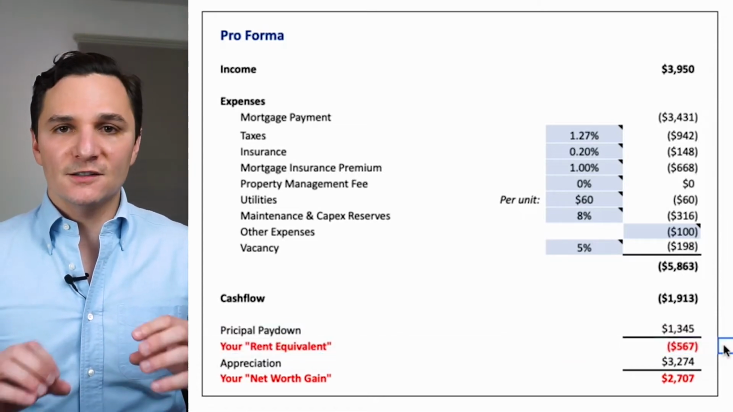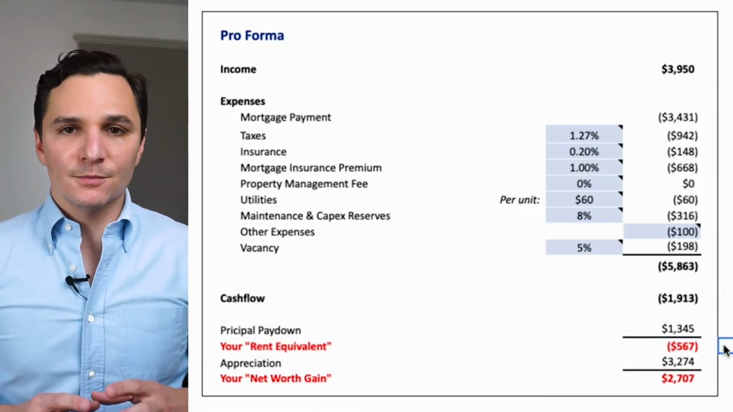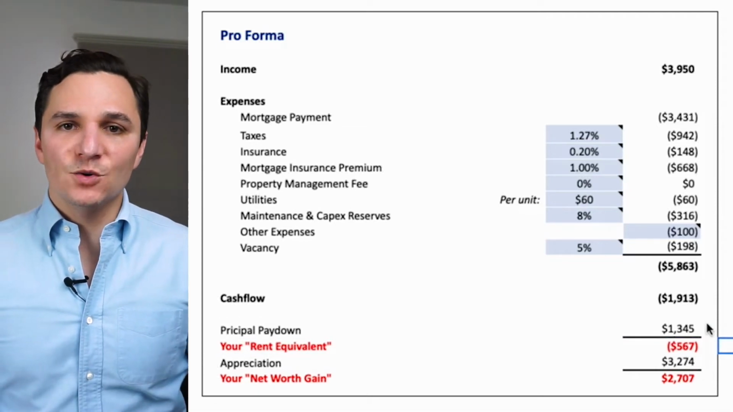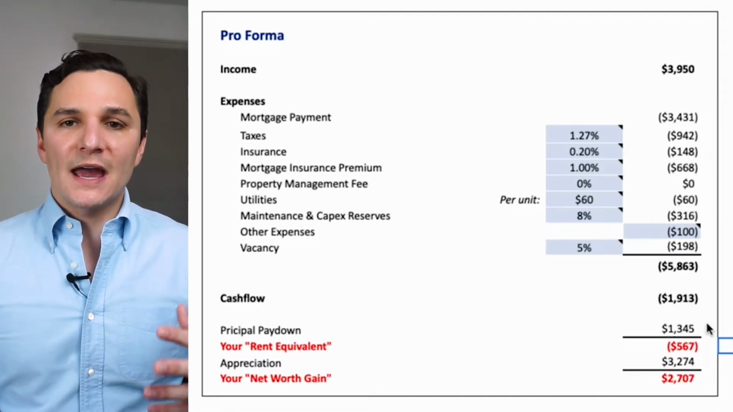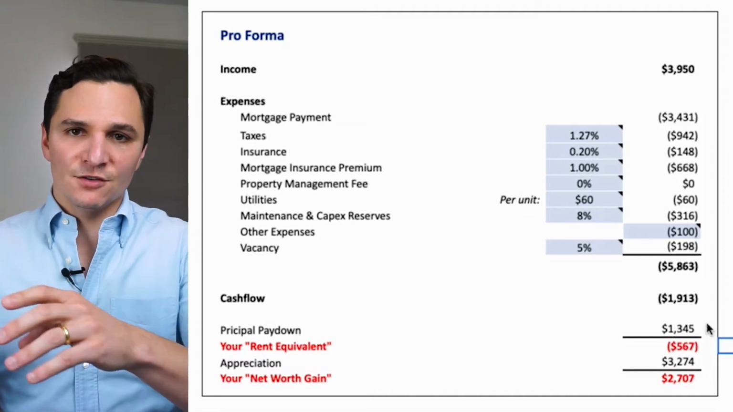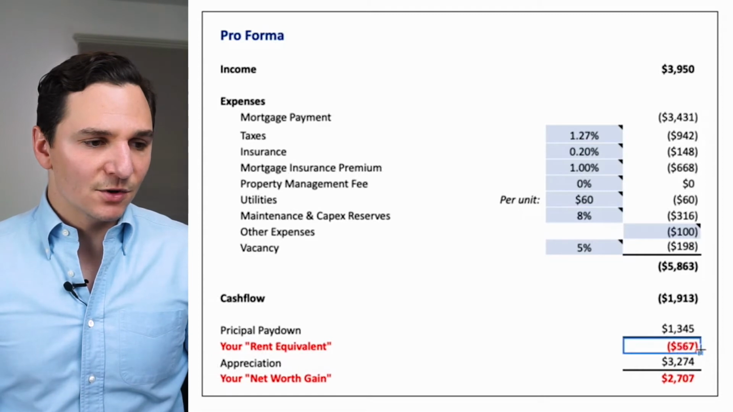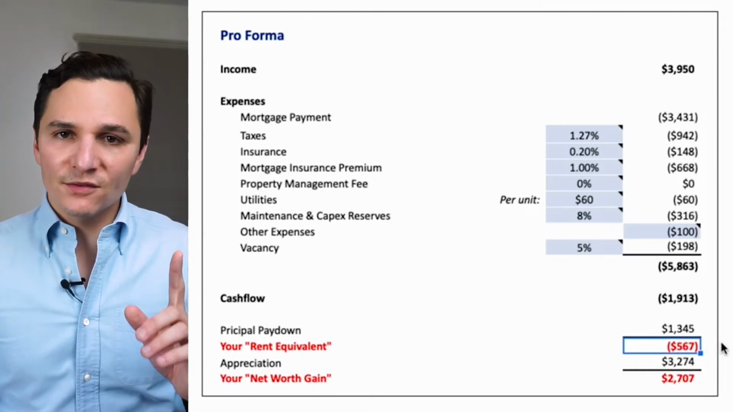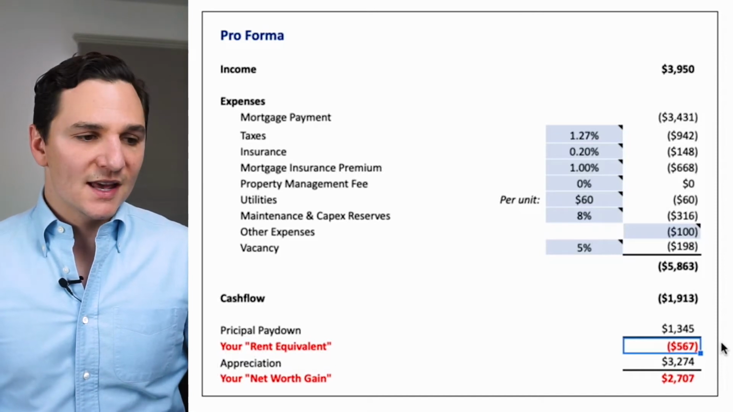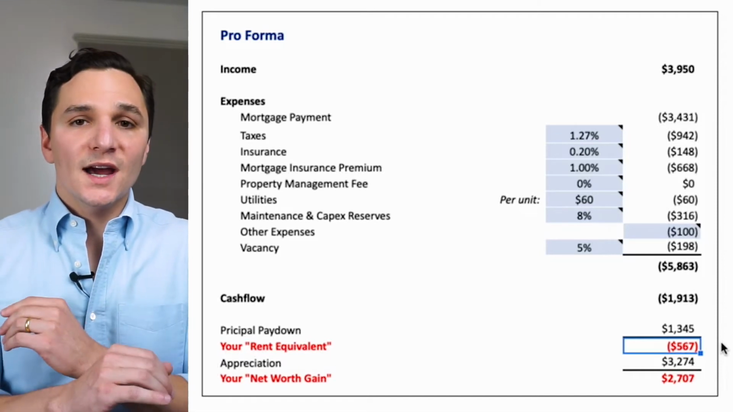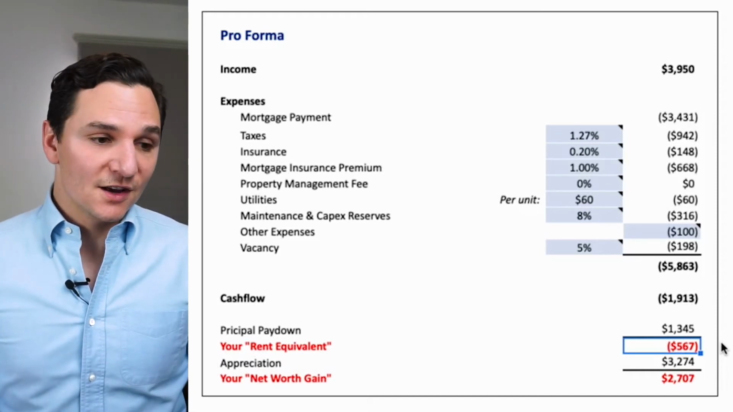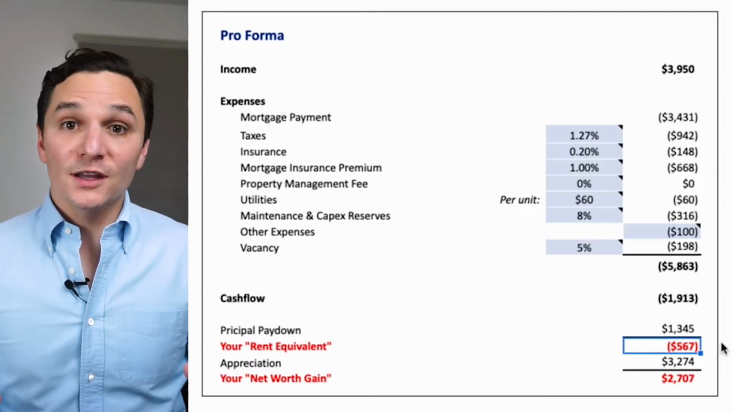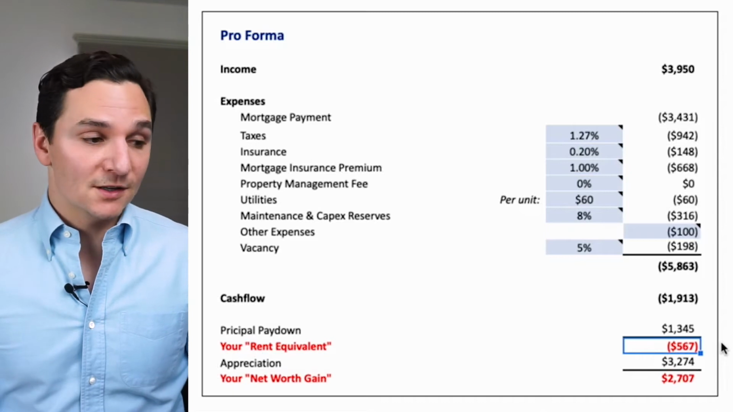When you pay rent, that's money that flitters off into the ether. You never see it again. However, when you're house hacking, some of the money comes back to you in the form of principal paydown. So the question is, how much money actually flitters away into the ether and you'll never see it again? And that's this number, $567. So I would say your rental equivalent to house hack this duplex is $567. You cannot live anywhere in Los Angeles for $567 per month. That already makes this house hack a really, really smart decision for anyone who's looking to buy.